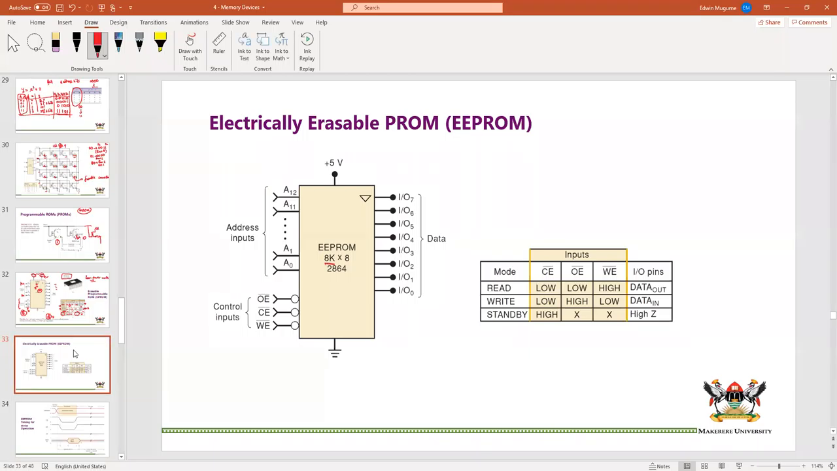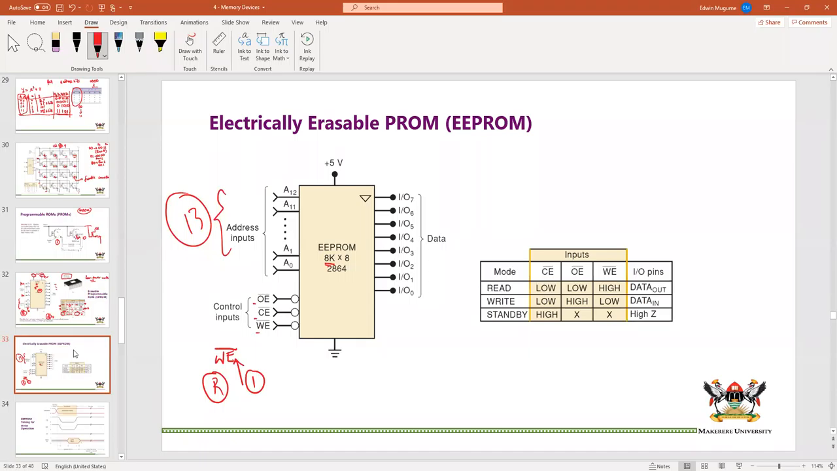Now you see you have 8K, meaning you have your 13 address bits. You have your control inputs: output enable, chip enable, and write enable. You can see that this is WE, meaning sometimes we read. Usually this terminal is kept high so that we are reading, because it's a ROM, and we only switch it down when we are going to write. So these are the three control inputs.